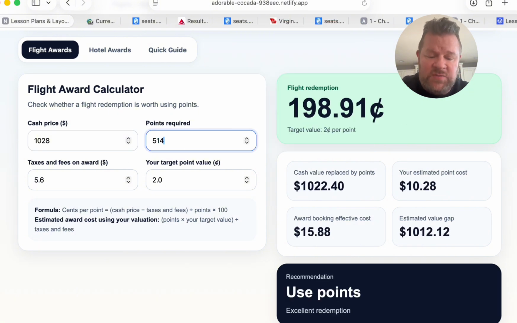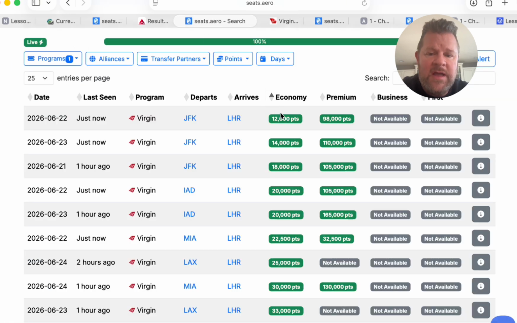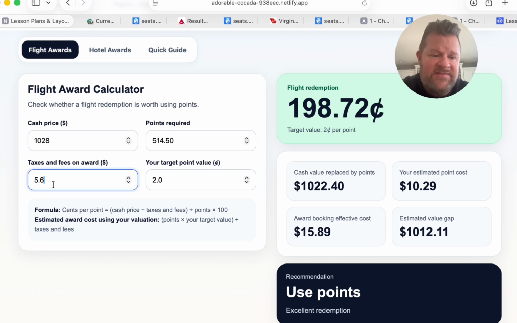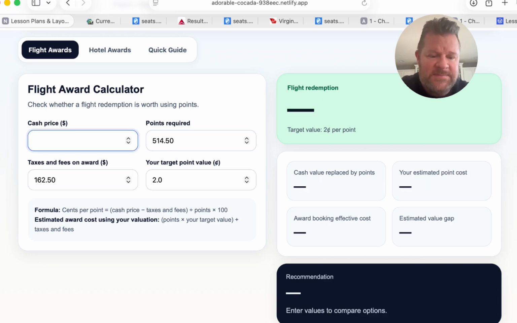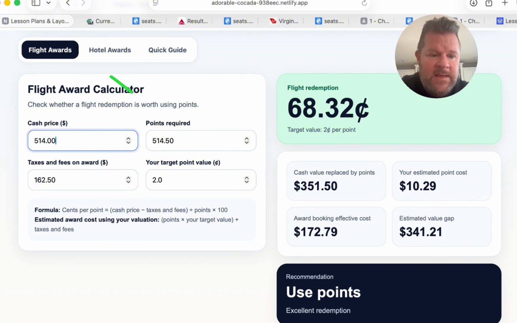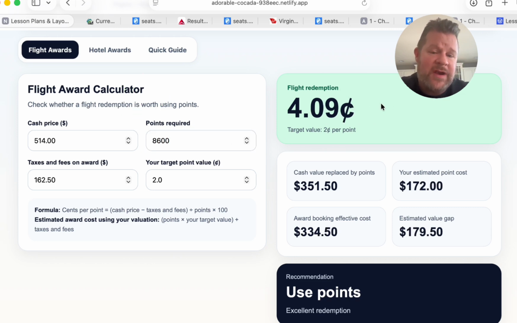Now on this one, there's a little bit of additional cost that they're charging you. So what I want to do is change the taxes and fees too, to make sure we're getting all of the right information. So if I go here and hover over this, we're looking at $162.50 in additional cost. So let's see if this changes anything. We'll go $162.50. And in this instance, oops, I obviously messed these up. This is supposed to be the cash price is $514 and the points required were 8,600. And so this is a redemption rate of 4.09.